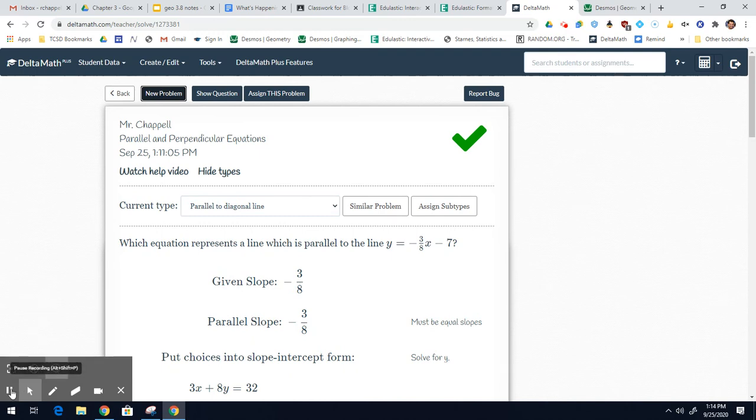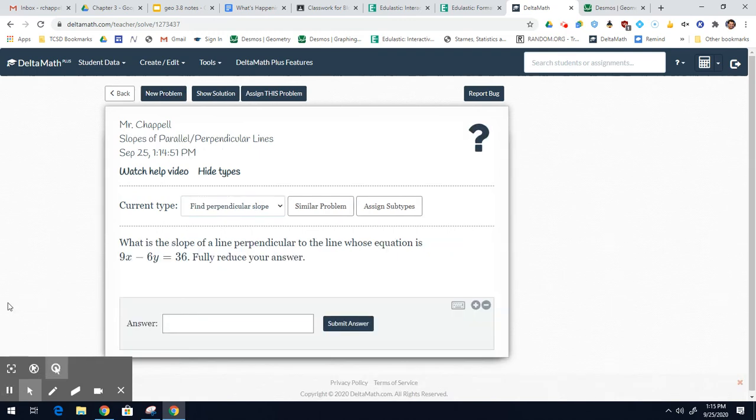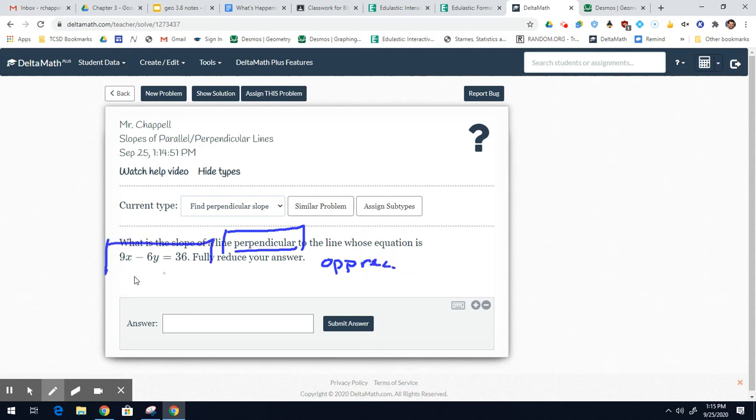Sorry about that. Okay, here's our next problem. It says, what is the slope of a line perpendicular to the line whose equation is 9x minus 6y equals 36? Fully reduce your answer. So this problem is similar to the last problem. It involves the word perpendicular, though. Remember, perpendicular means opposite reciprocal slopes. So not as simple as parallel. But notice this equation here is in standard form. We need to put it in slope-intercept form.